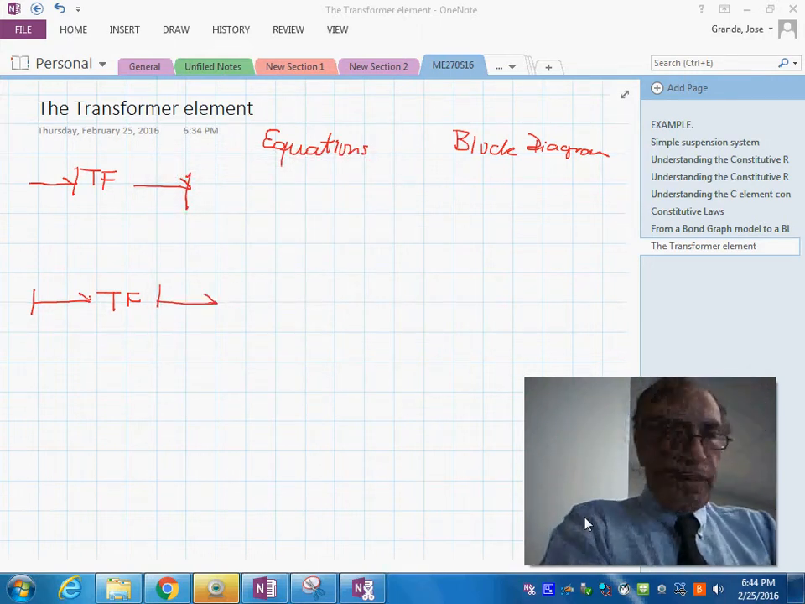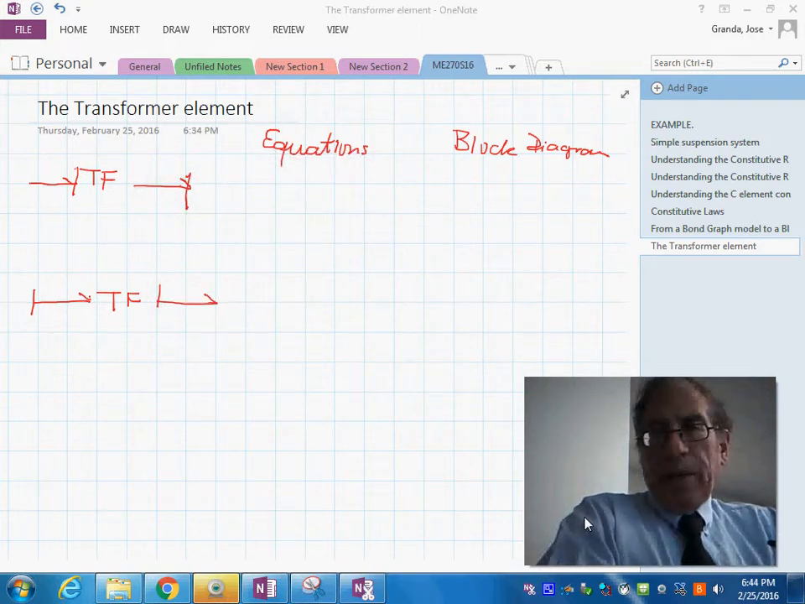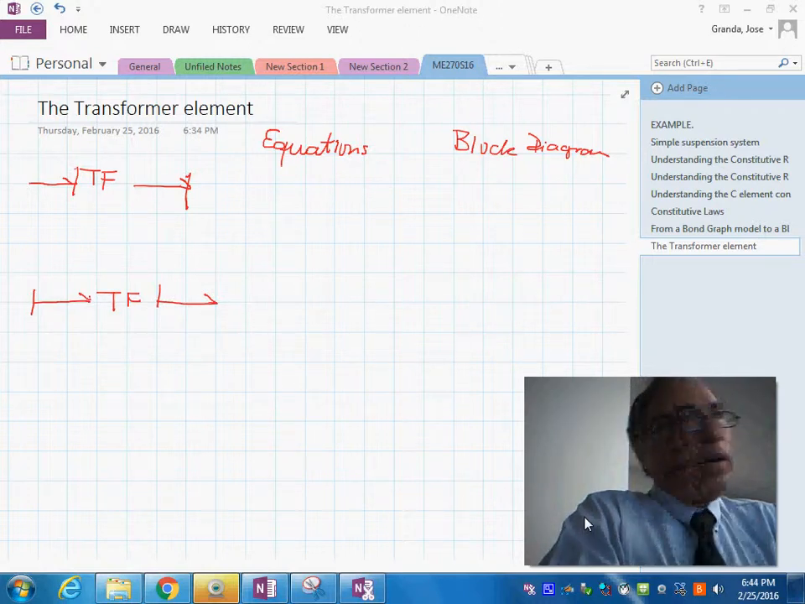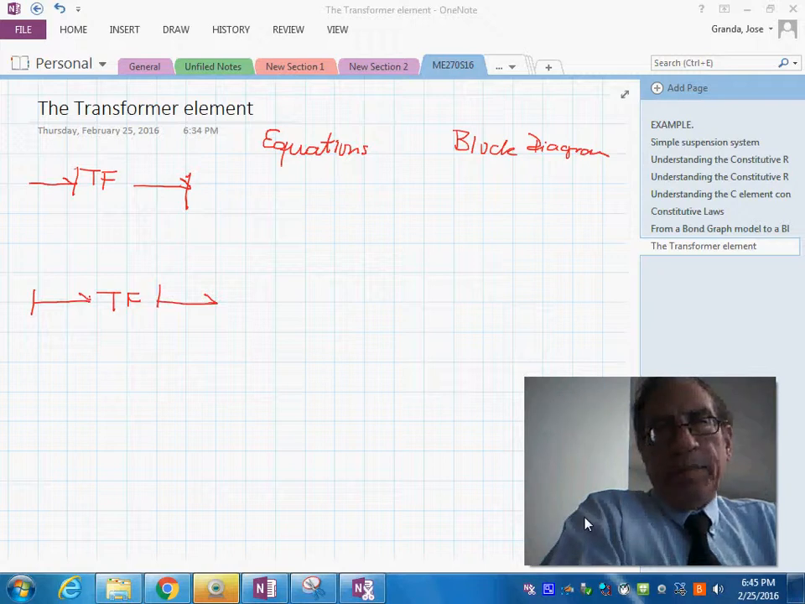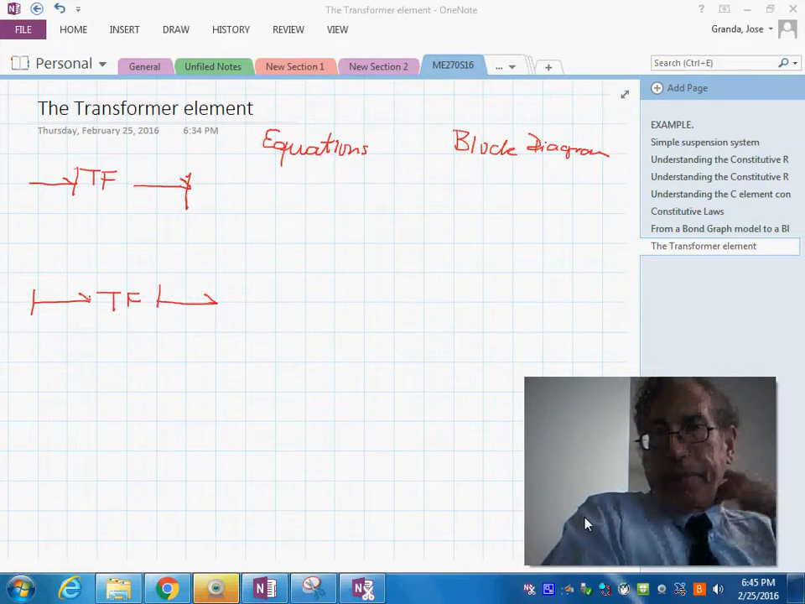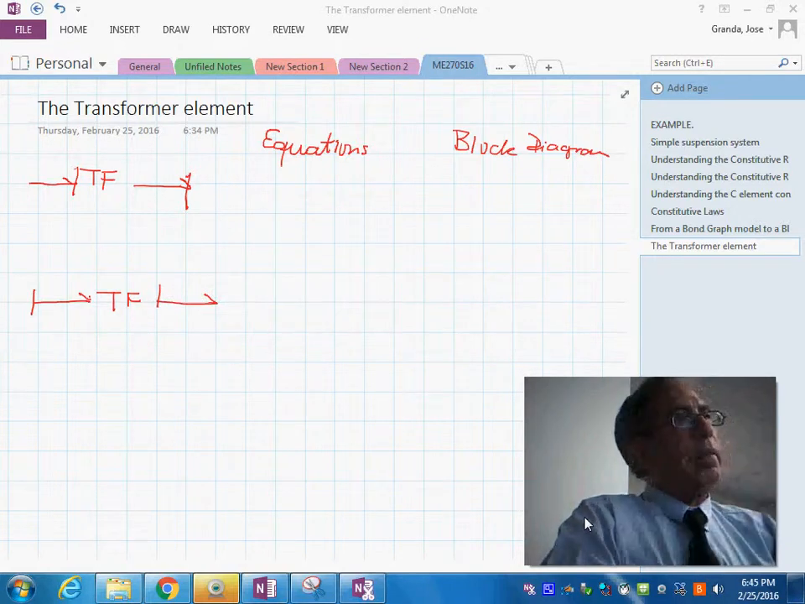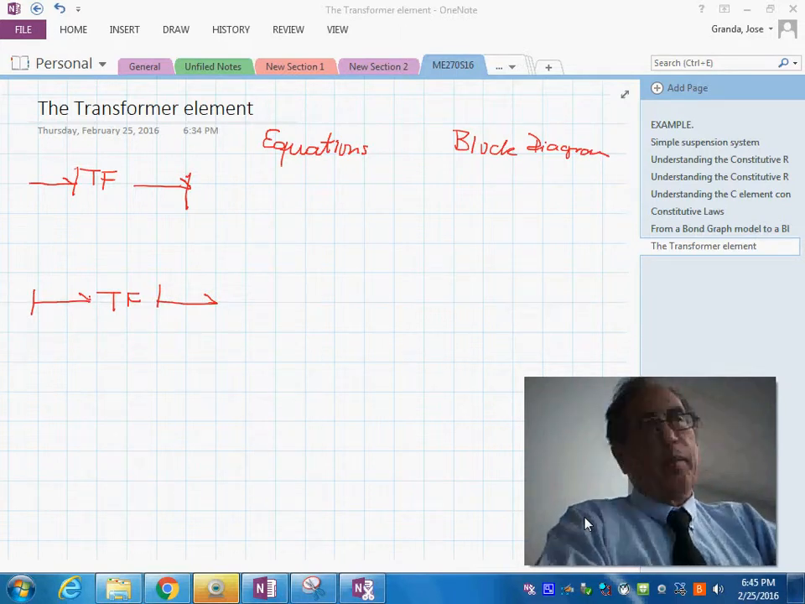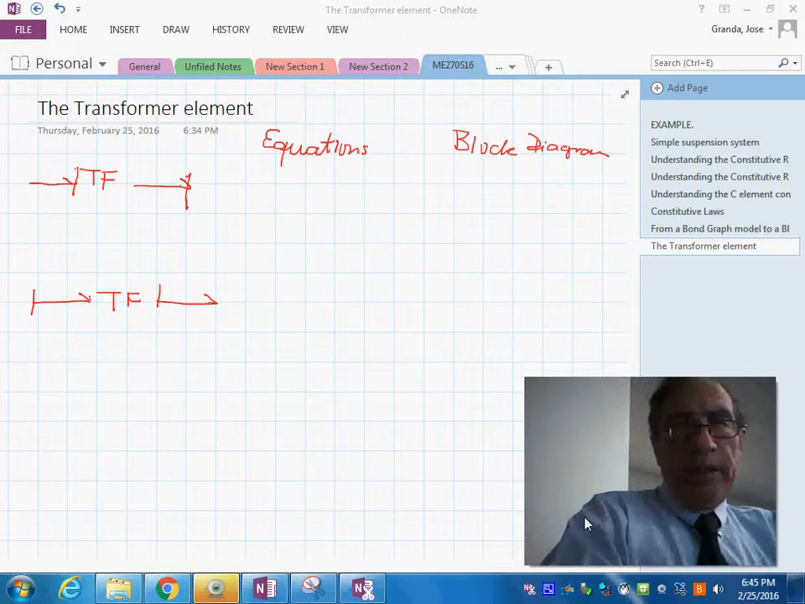Today we're going to see a little bit in detail the transformer element. We're going to learn more details about it. So I have put the transformer element, the bond graph element, in there, and I want to put the equations as well as the block diagrams next to it, and then we will see examples of this element in different energy domains.